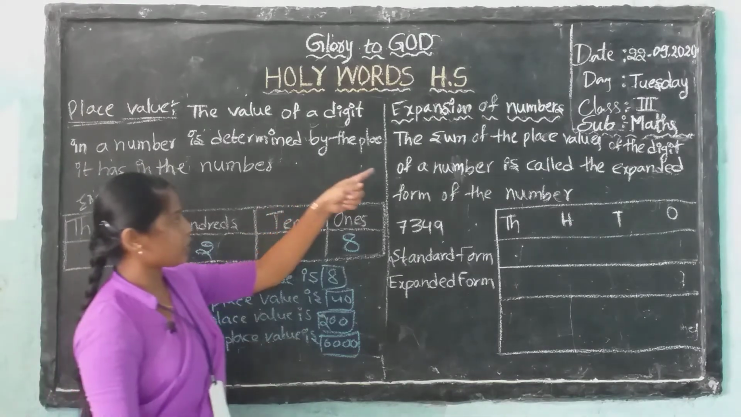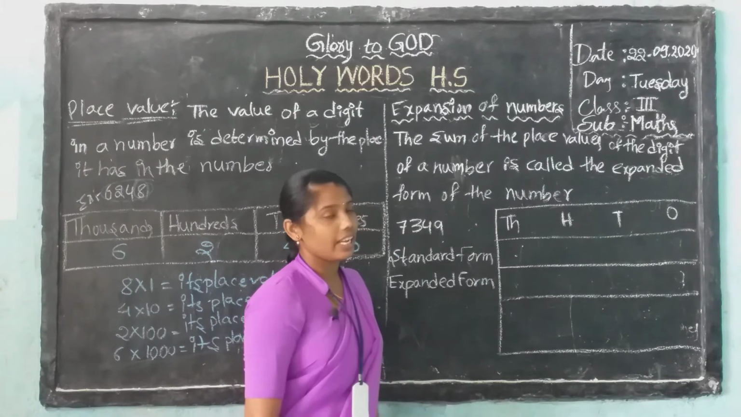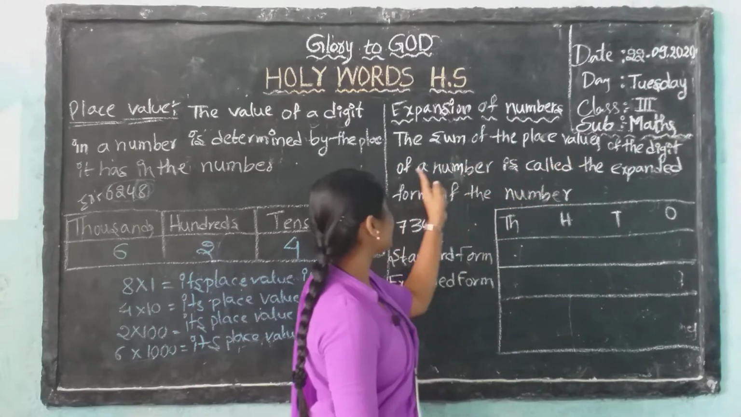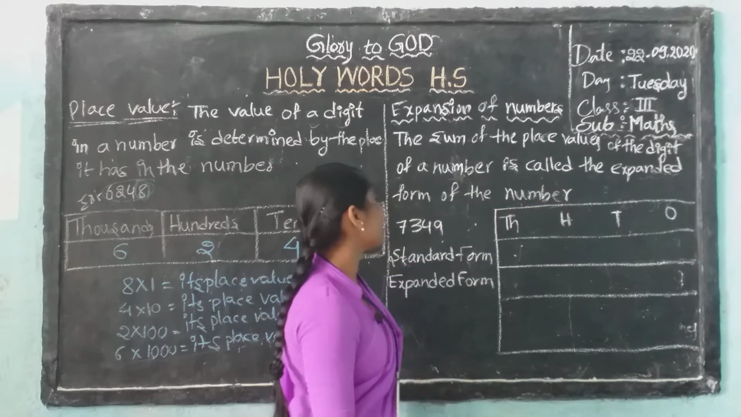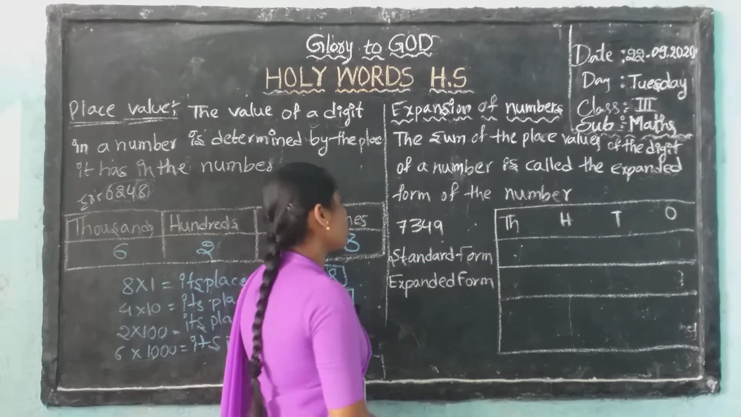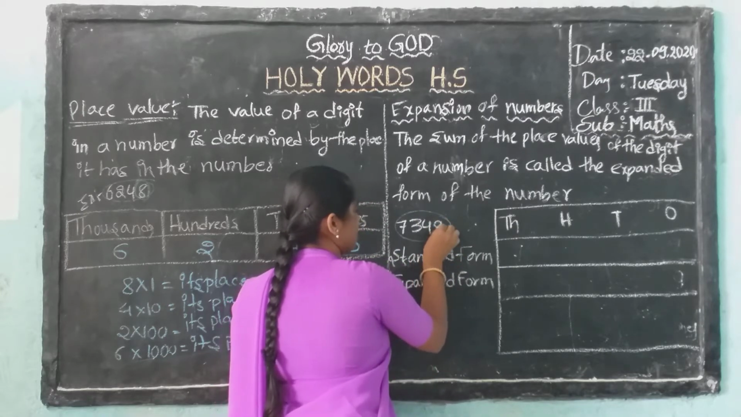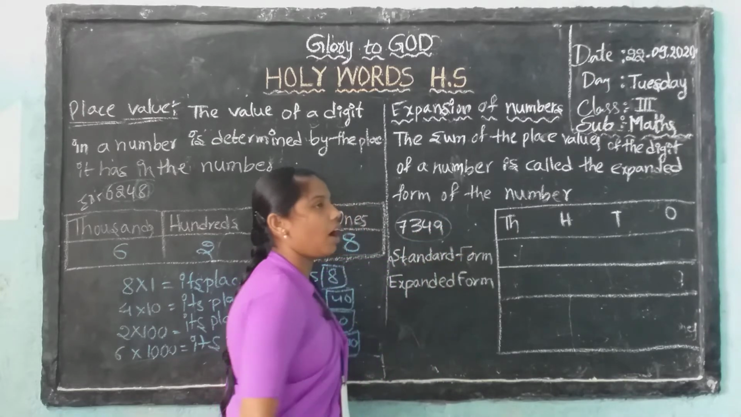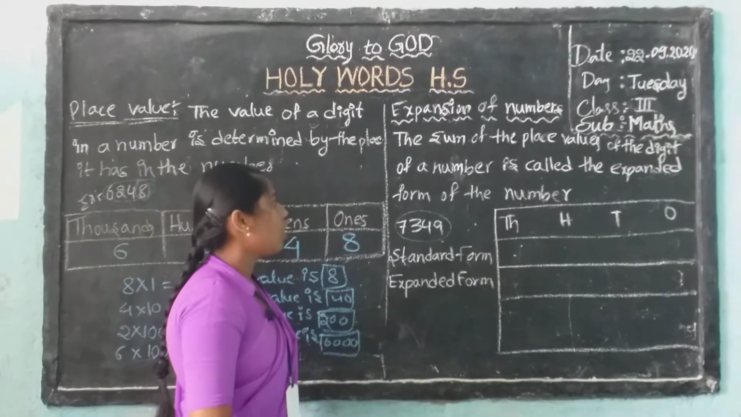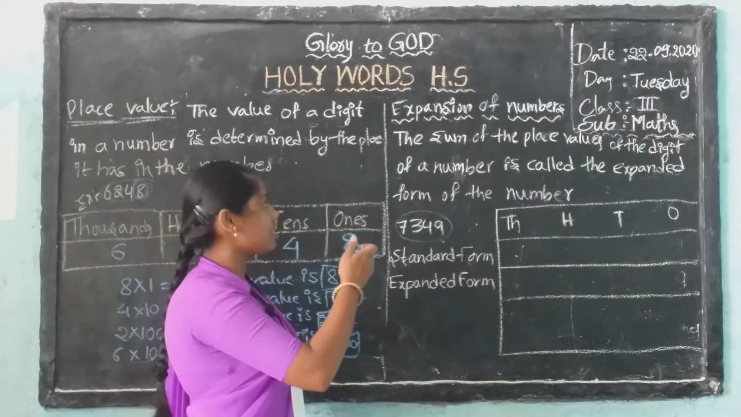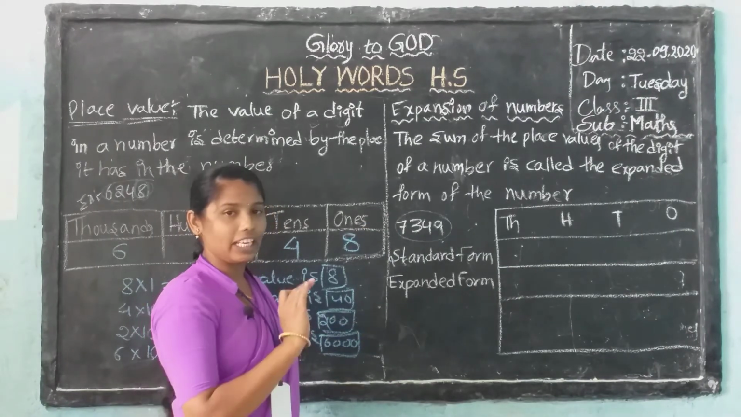Next, expansion of numbers. The sum of the place values of the digits of a number is called the expanded form of the number. This is also a way of expanding numbers.